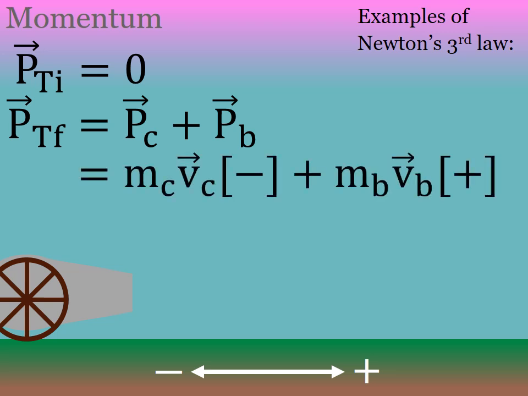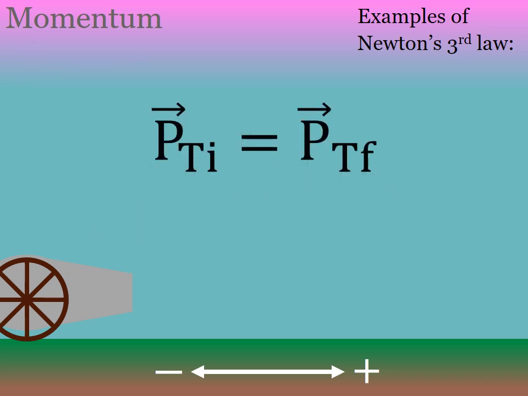The mass of cannon times velocity of cannon is in the negative direction, and the mass of ball times velocity of ball is in the positive direction, and they are equal and opposite. The ball was traveling faster than the cannon, but the cannon weighs more than the ball. So the total final momentum is also equal to 0, which means total momentum initial equals total momentum final.